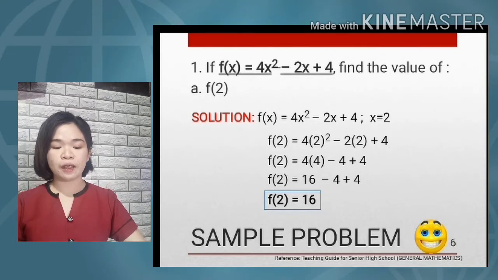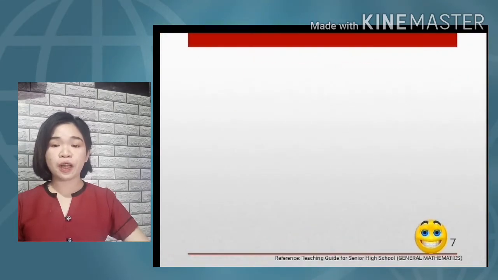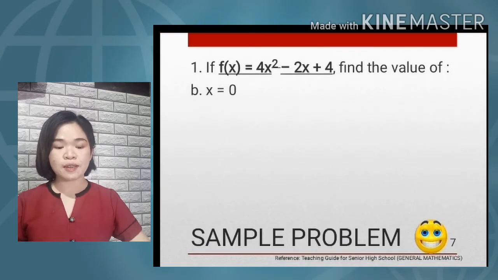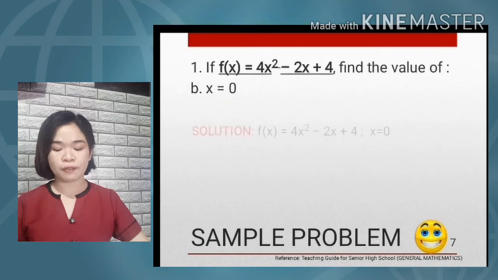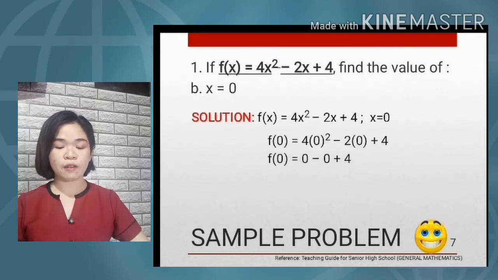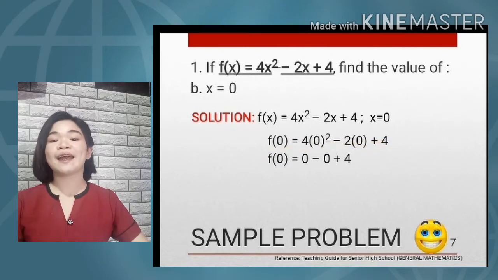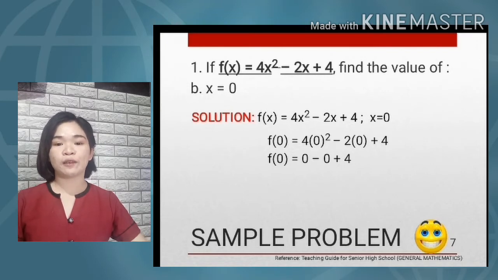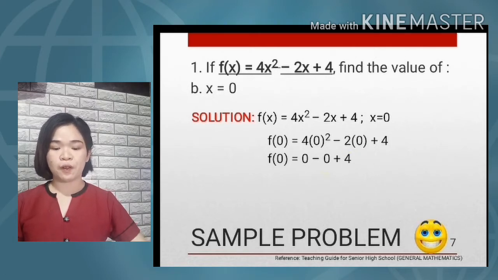Next, letter B. Same function, however, the value of x is equal to 0. So substitute the value of x in the given function. That will be f of 0 is equal to 4 times the quantity of 0 squared minus 2 times 0 plus 4. If you still remember, any number that you multiply to 0, the product will always be equal to 0. So from here, 4 times 0 raised to 2 is equal to 0, and then 2 times 0 is also equal to 0.